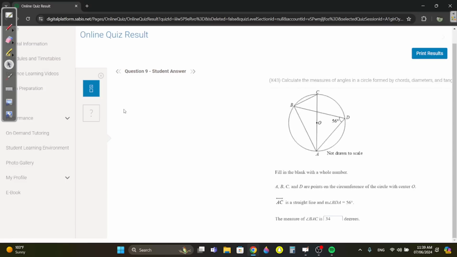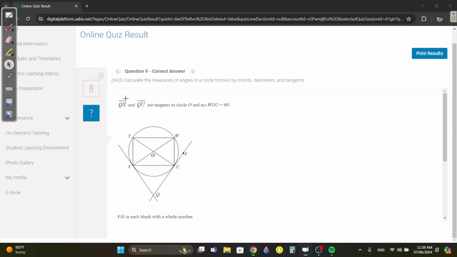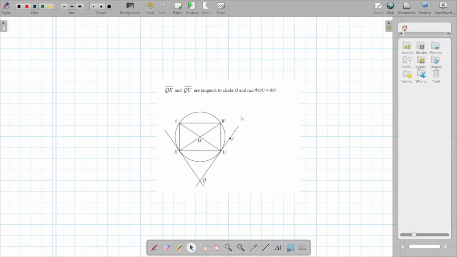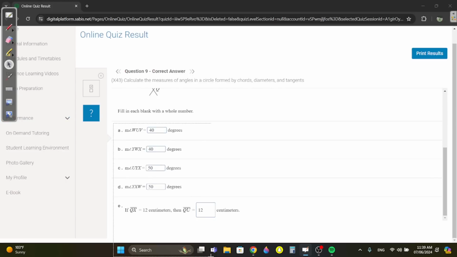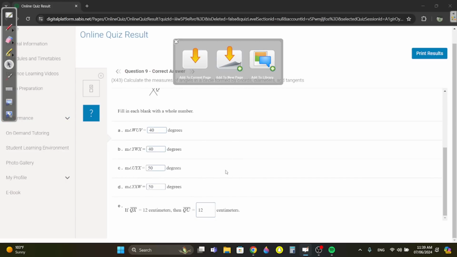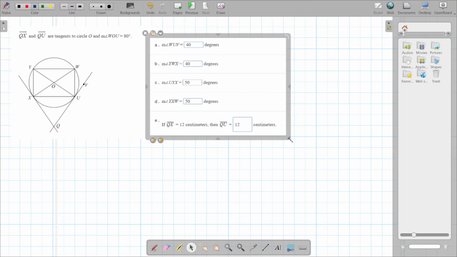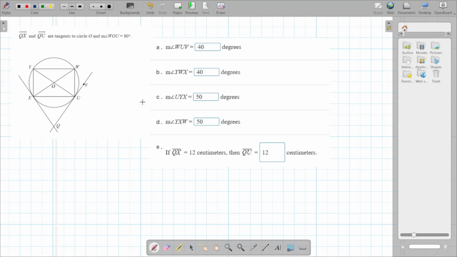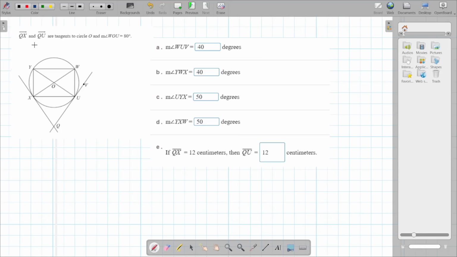Okay. Question 9. Oh, this one I don't like it. Again, these long questions, I think they could bring one of them in the written. Like you see these, if QX equals 12 centimeters, and how much is QU? So yeah, just in case, you never know. Let's see. The measure of angle WUV. Okay, they gave us, wait, let me see the question one more time. Yeah, okay. They're both tangent. Okay, WOU. They gave us WOU is 80. So this one here is 80. Okay, they want you to find WUV.